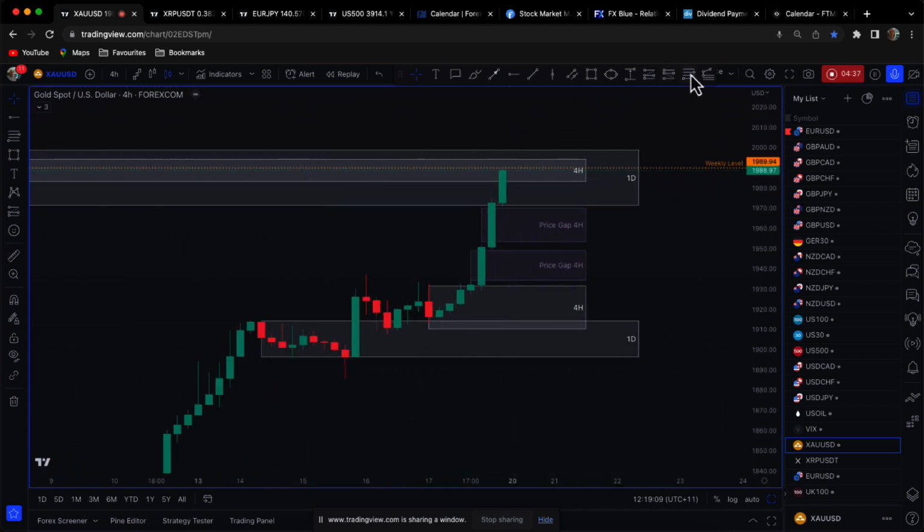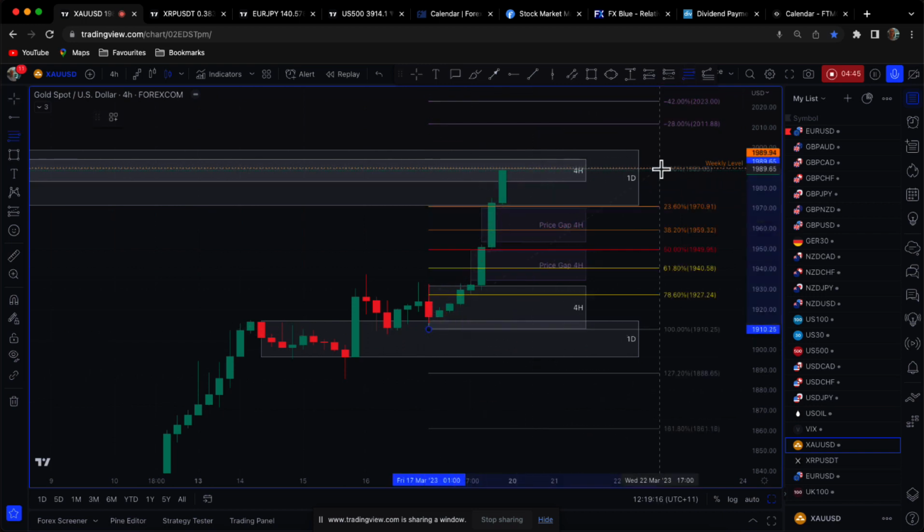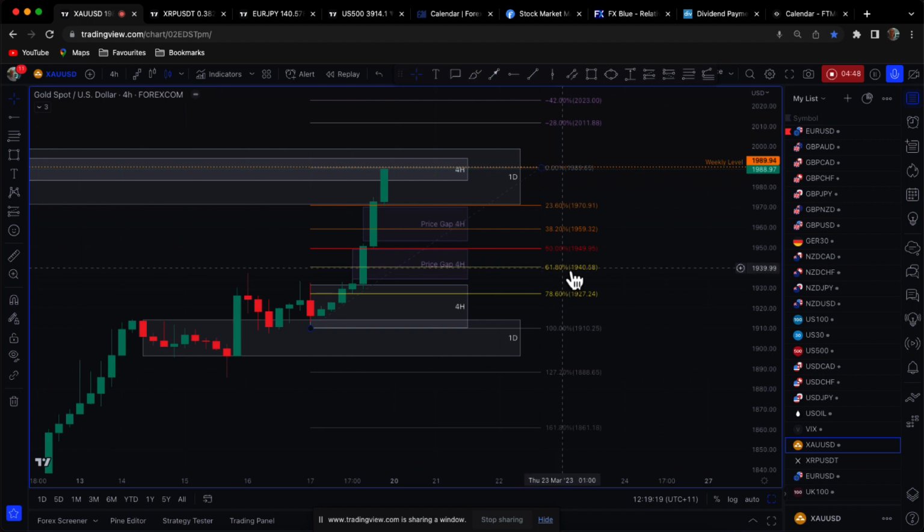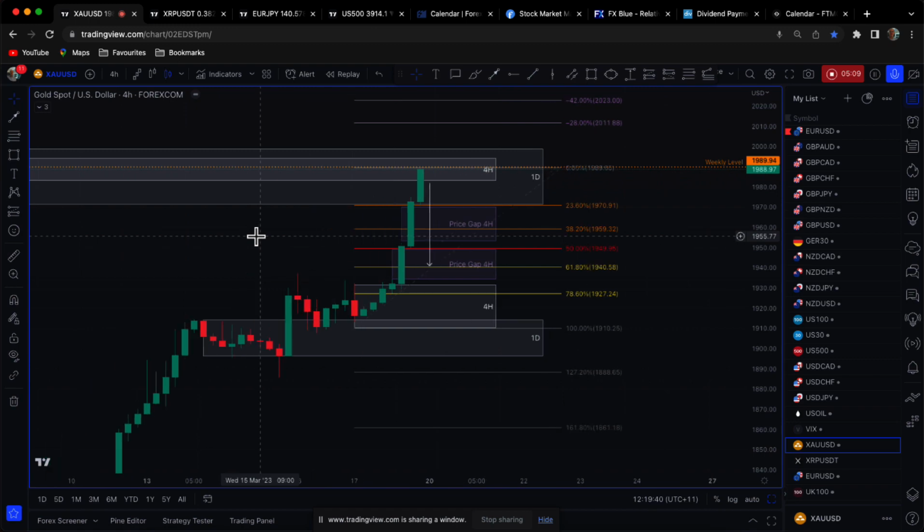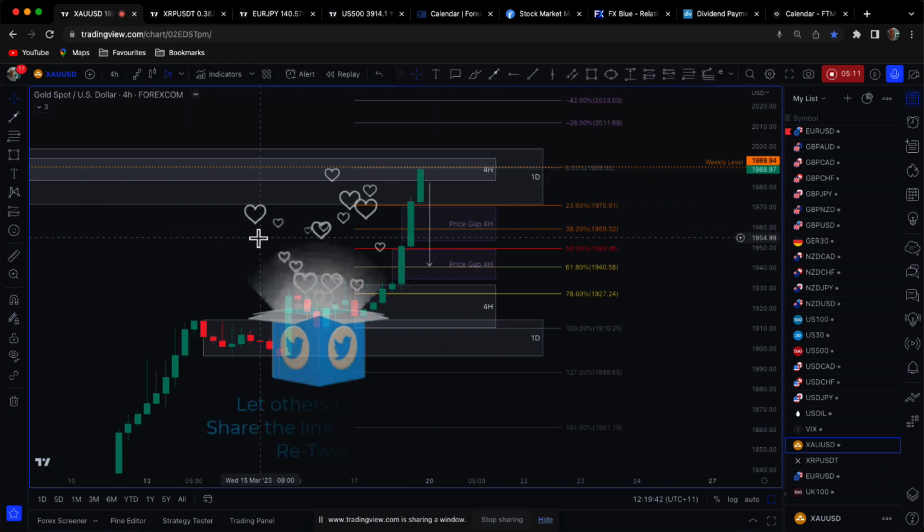Now, if we pick up a Fibonacci and pull it from this low to the high, look what we get on the fib. Well, this yellow zone is my ideal entry. That's what I'm looking for. It coincides very nicely with a potential trade back down through these gaps, and that would be an ideal entry point around here. Be careful though, this is very volatile.